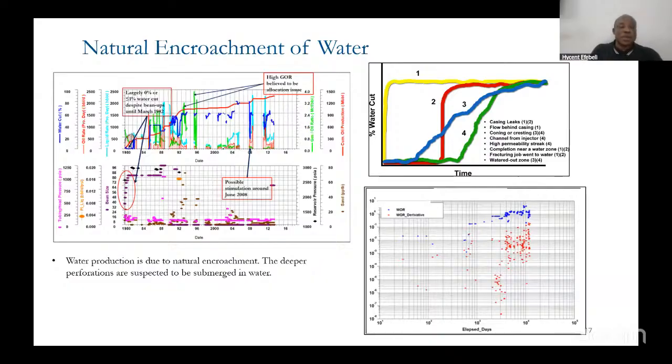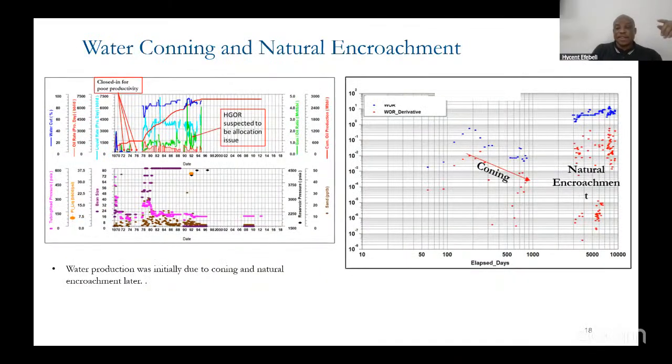Then look at this second chart. This second chart shows water into the well bore. If you plot the Chan plot, you see that initially the curve was going down, just like we saw on the chart from Chan. So initially it was coning, then later it became natural encroachment from the interpretation.